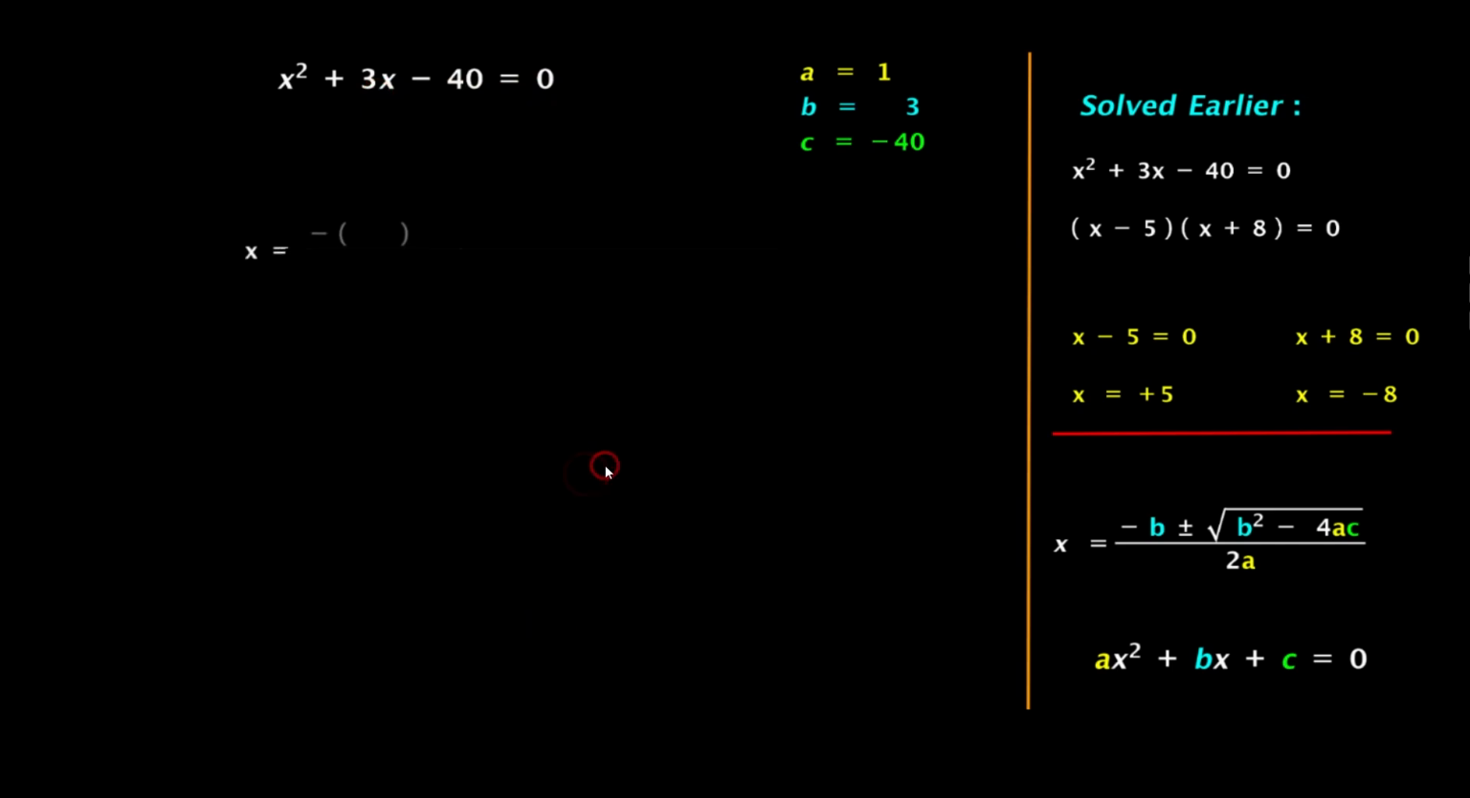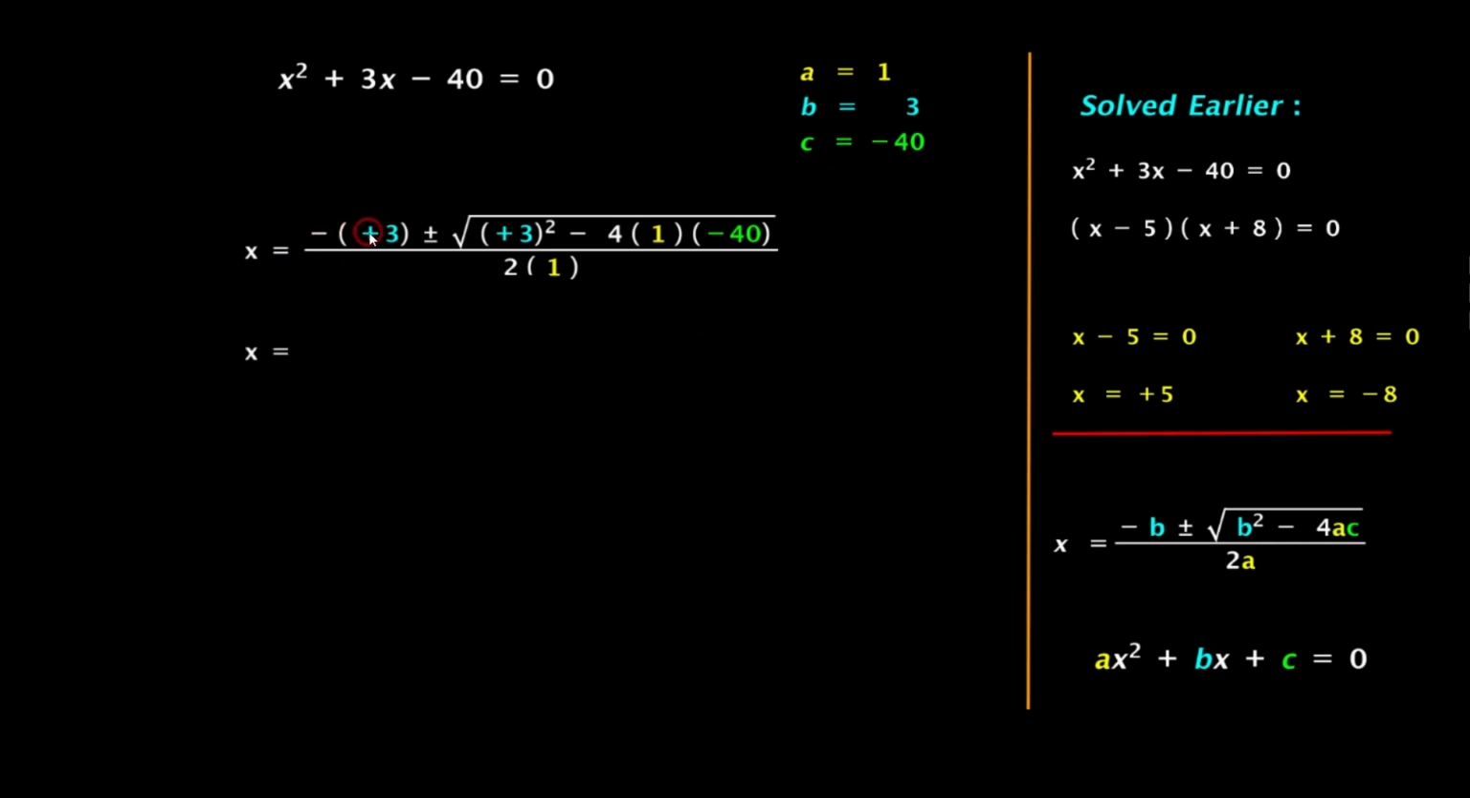So we are not factoring it. We're just using the formula. It's negative of the b value. The b value is positive 3. Put it there. Then plus minus the square root of b squared, which is 3 squared, minus 4, which comes from the formula, times the a value, which is 1, times the c value, which is negative 40. All divided by double of a, which is 2 times the a value of 1. So we use the formula, plug in the a, b, and c values, and just simplify it.